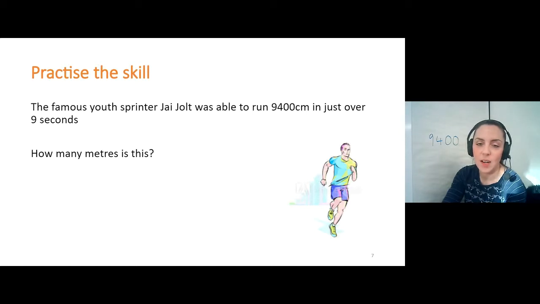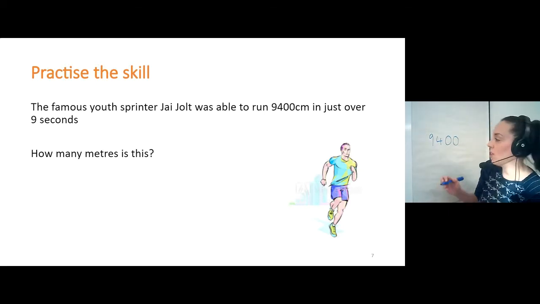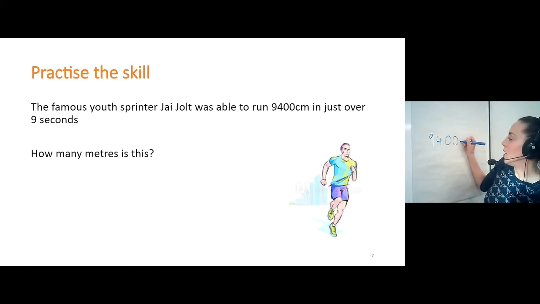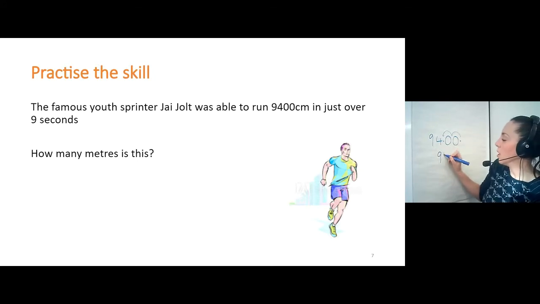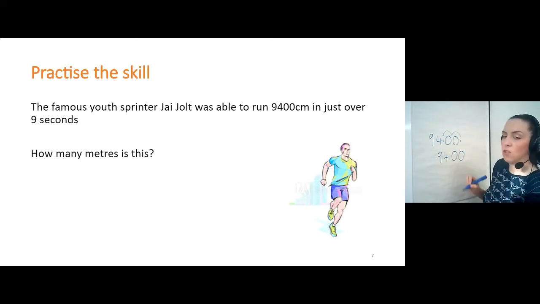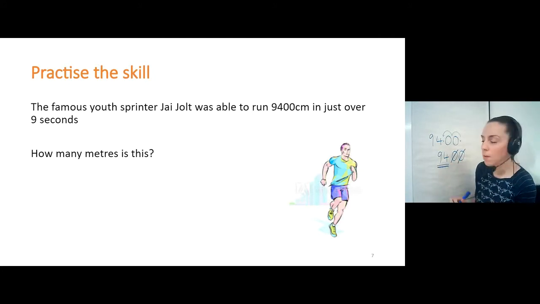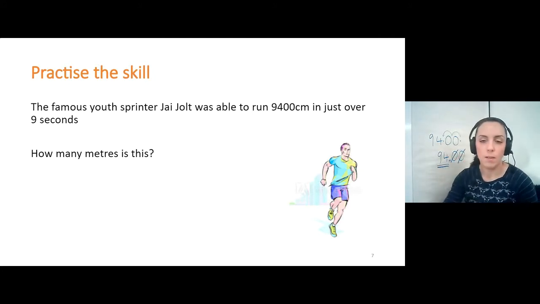So we need to divide by 100. A couple of ways of doing this. The decimal place at the moment is here. If we're going to divide by 100, we'd move it once for 10, twice for 100, and your decimal place will end up here to make 94. Or, 9,400 divided by 100, we could literally just drop those 2 zeros. That's the same as dividing by 100. So you end up with the answer of 94 meters. Was everybody okay with that? Any questions?